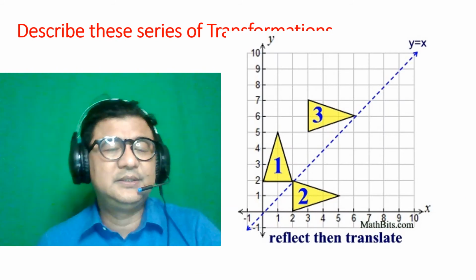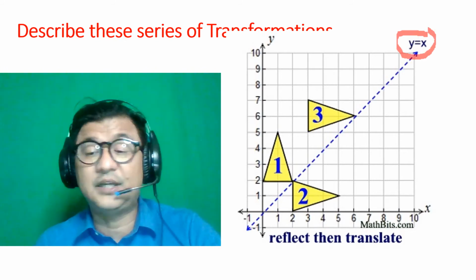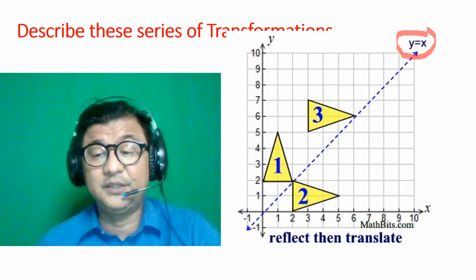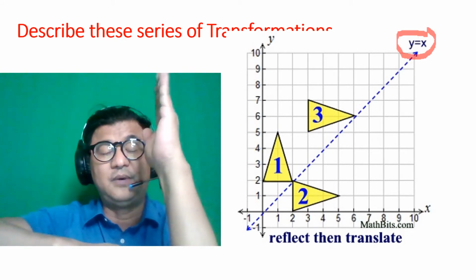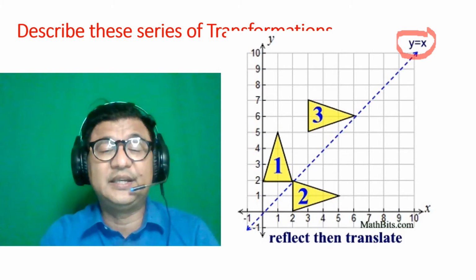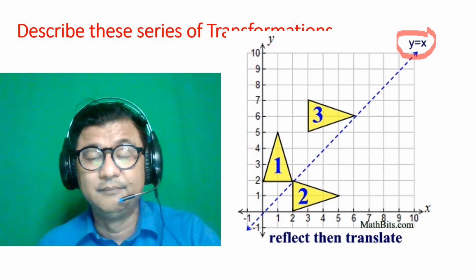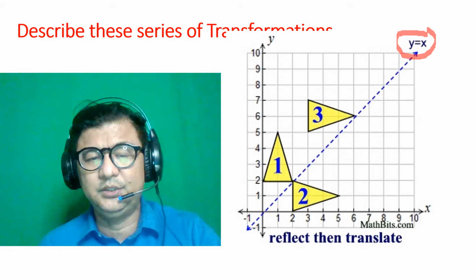Next, describe the series of transformation. This XY is a new line. Normally, we reflect along the X or along the Y. Now, we can also reflect on the slanted line. You call that the Y equals X. Obviously, if you look at 1 and 2, right? Okay, is there a rotation?